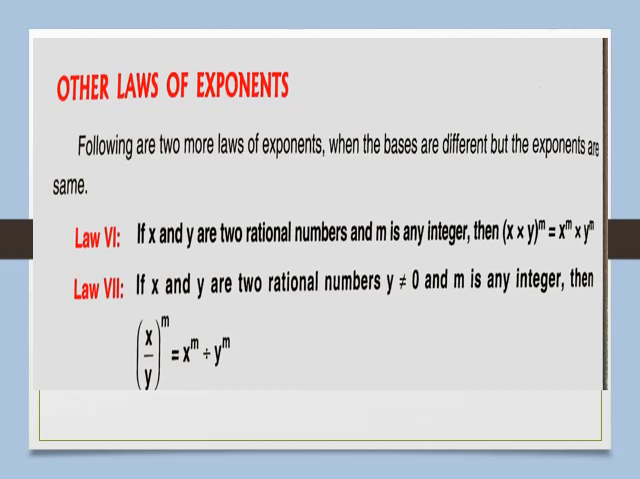The same rule is applicable for the division of rational numbers. So that is the law 7th. If x and y are two rational numbers and y is not equal to 0 and m is any integer, then (x upon y) whole raised to the power m equals x raised to m divided by y raised to m. So individually we can write the powers if the bases are different, whether it is a multiplication or a division.